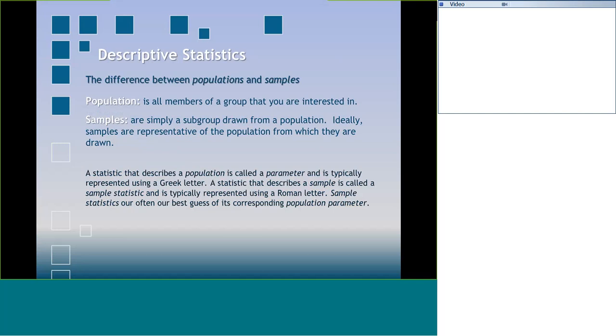For example, suppose that the average height of a population of students who takes this course is 68 inches. Let's say that a sample of 50 students is drawn from this population, and the average height of those 50 students is 66 inches. The difference between a population parameter and its sample statistic is called the sampling error. The sampling error in this example would be 2 inches, the difference between 68 and 66 inches.